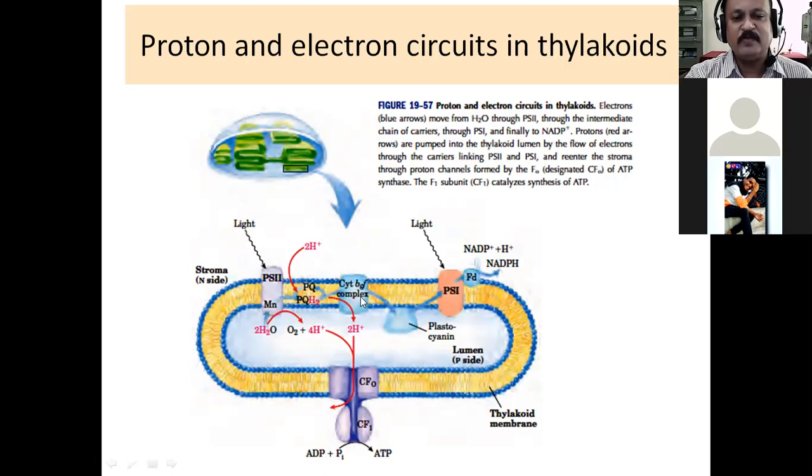Now the electron which was here in the cytochrome B6F complex is taken up by plastocyanin. Plastocyanin, I have told you, is a diffusible membrane carrier. So it goes physically to the cytochrome B6F complex, takes the electron, and then it physically goes to photosystem 1. Okay, and then it delivers the electron to photosystem 1.